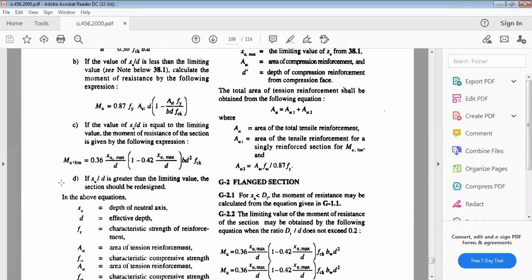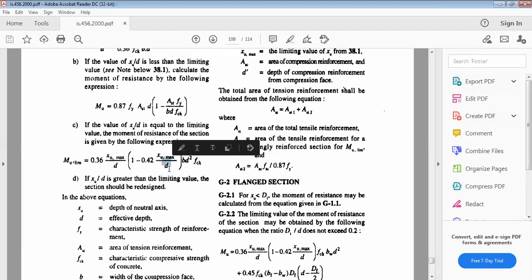Now, this was the equation for Mu limiting: 0.36 xu max by d, 1 minus 0.42 xu max by d, into b d square fck. So it would depend upon b, d, and fck. In this question, for a doubly reinforced section, you have b, d, the dimensions, as well as fck fixed. So xu max by d is also fixed. It depends upon the grade of steel. For Fe 500, you have xu max by d as 0.46 or 0.48, somewhat like that. Then this whole Mu limiting is now fixed.